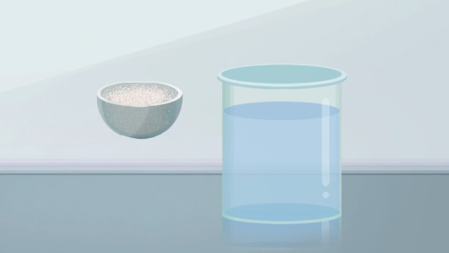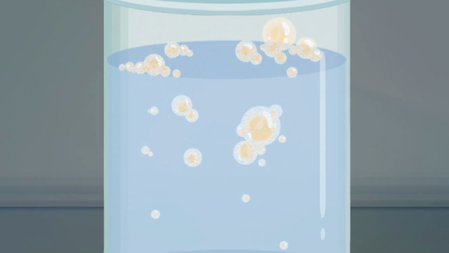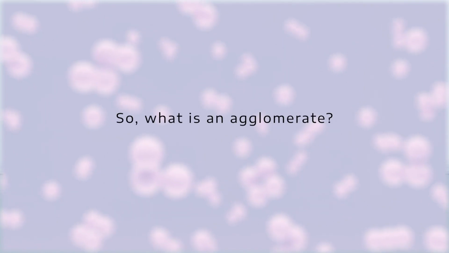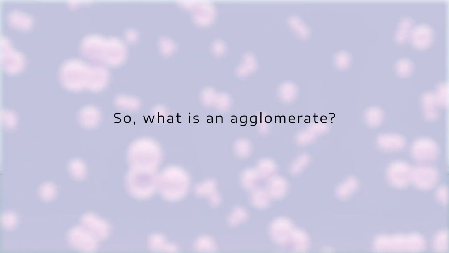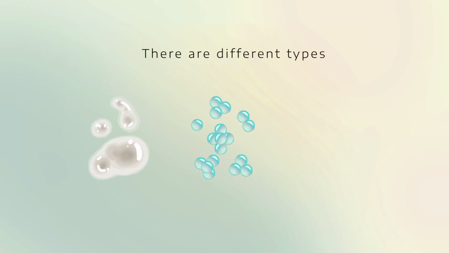One of the most common problems when dispersing powders into liquid is the formation of agglomerates. If these are not dispersed, they will affect the look, texture, and performance of the product. So, what is an agglomerate? In simple terms, it is a lump, but there are different types.